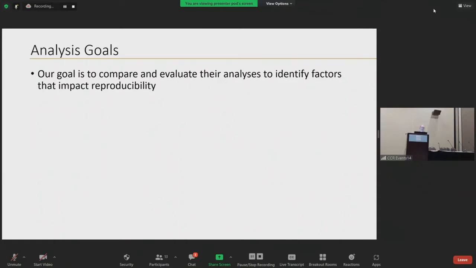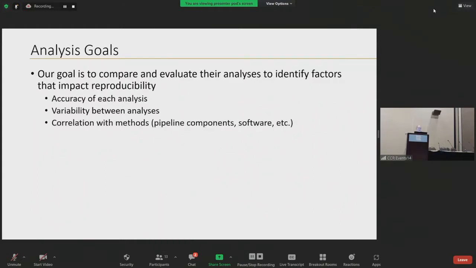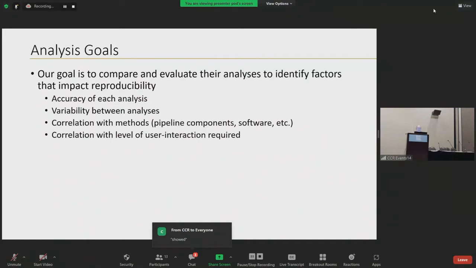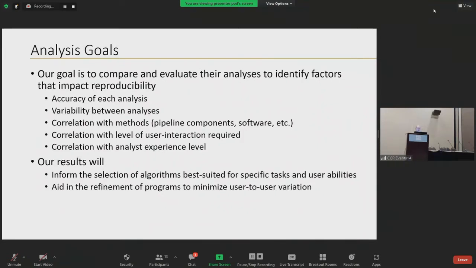So the analysis goals in this study were to compare and evaluate these analyses to identify the factors that impact reproducibility, such as accuracy of each analysis, variability between analyses, correlation with used methods, correlation with user level, correlation also with the analyst experience level, the people. So we hope that our results will inform the selection of algorithms that are best suited for specific tasks and also match user abilities. They will aid the refinement of programs to minimize user-to-user variation.